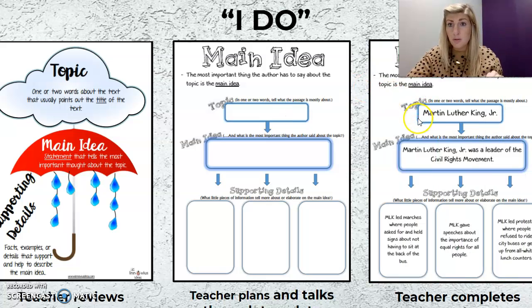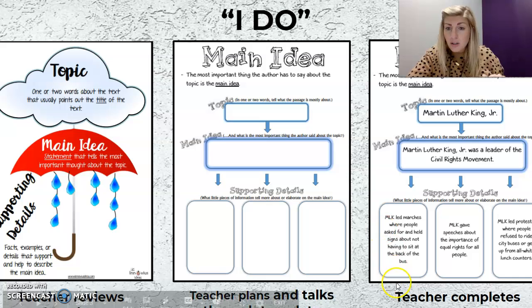Now I'm going to write those pieces in. So my topic, Martin Luther King Jr. My main idea was that he was a leader of the civil rights movement. How I know and why I know is from facts and examples. Those are my supporting details. Those are my raindrops coming down from the umbrella.